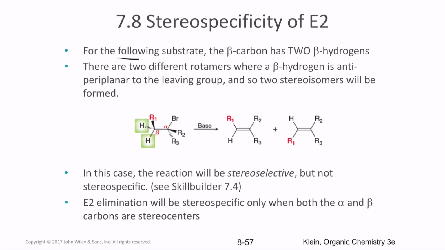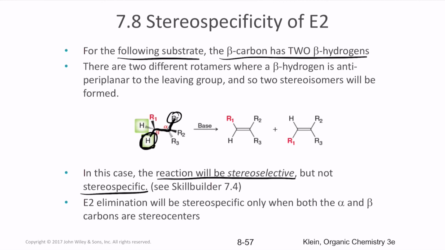Now for the following substrate, the beta carbon has two beta hydrogens. Which one will undergo elimination? Remember that the one that undergoes elimination is the one in the same plane. So this is the same plane. That's why this is the proton that gets eliminated more often than not, because the reaction will be stereoselective but not stereospecific.